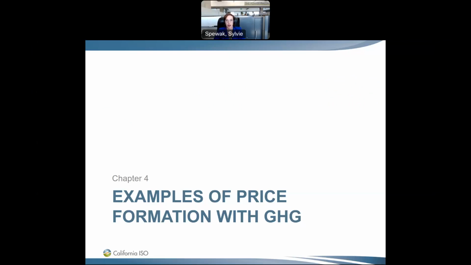for incurring those costs. So as we go through each of these examples, we'll go down our checklist that we came up with in Chapter 1 to make sure that the resulting solution is efficient and aligns with principles of price formation as well as our GHG policy principles.